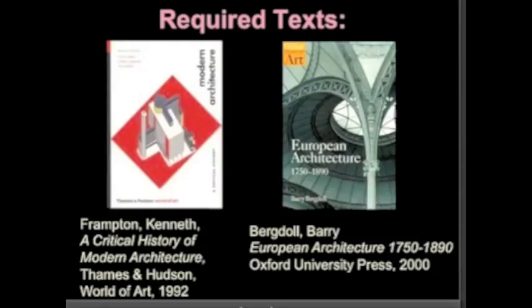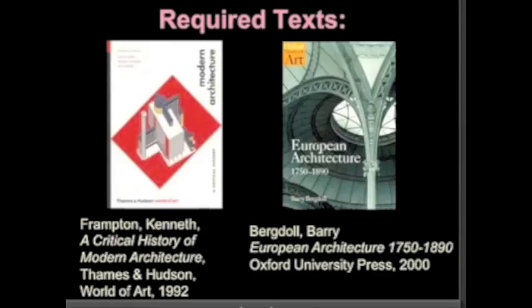And then we have two more books. And again, these two books will come in toward the end of the course. And they are Barry Bergdahl's European Architecture, 1750 to 1890. This is a beautiful book. It's really smart. It's really, really well written. And again, it's about the ideas that drive architecture. It's about how architecture situates itself in the complexities of a kind of cultural context, and not simply, this is a building, this is a building, this is a building.